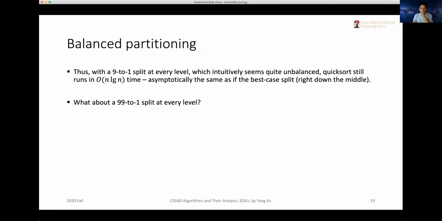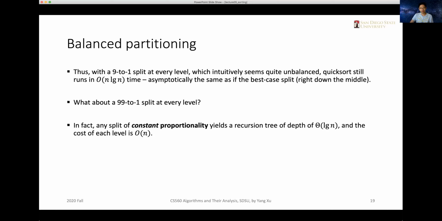Okay, which is as if it is the best case split. So that is one of the advantages of Quicksort. Even if we're doing an unbalanced partitioning, as long as we have some constraint so that it is proportional, then we can still achieve pretty good results. In fact, as long as the split is a constant proportion, no matter how big that proportion is, we can still have a recursion tree of depth logarithm of n, and the total running time remains the same.